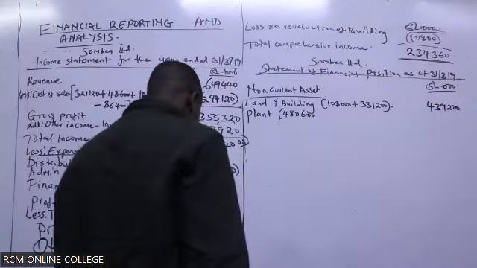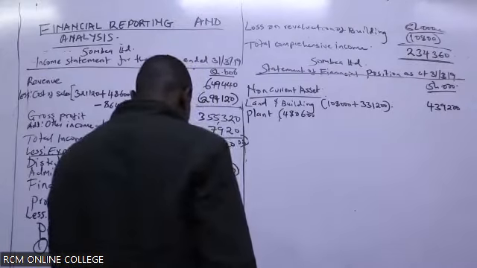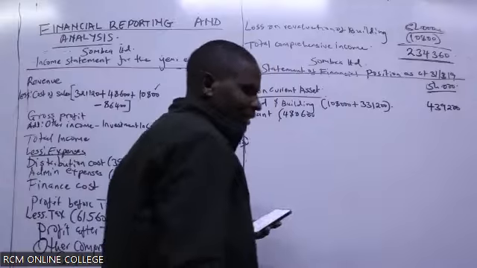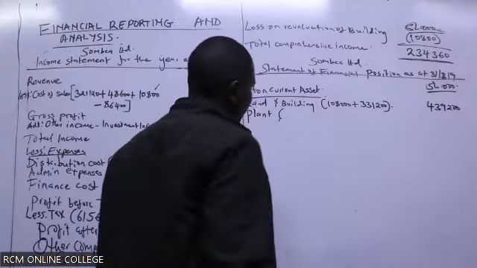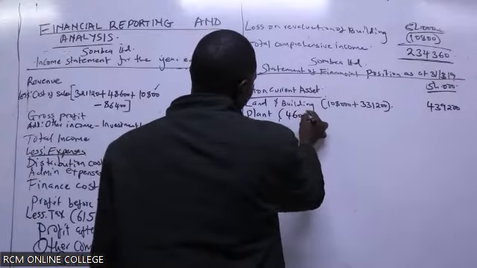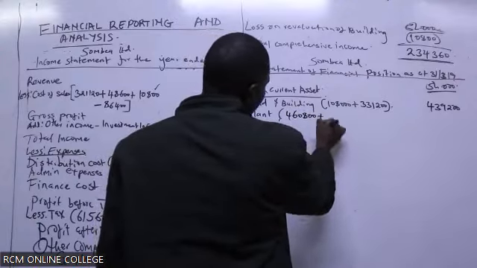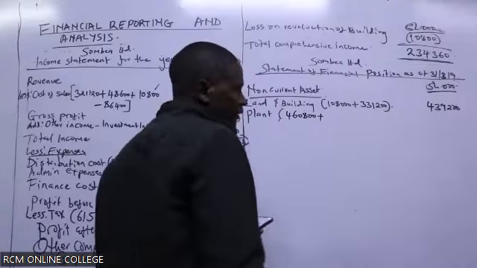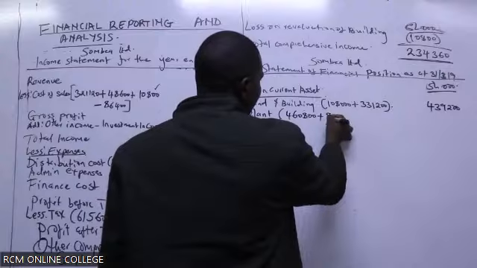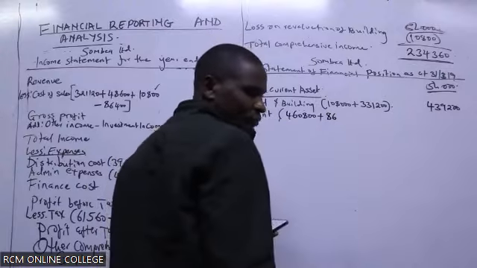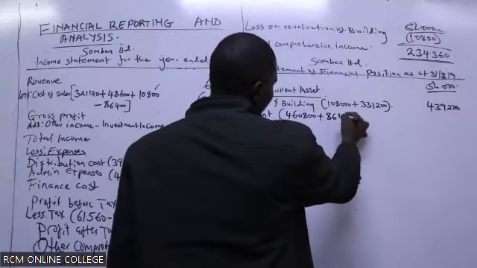This plant was 460,800. It is 460, not 480. Hii iko linked na plant yenye iliingia towards the end. Hiyo iliingia ilikuwa 86,400, right? The value of the plant that came.